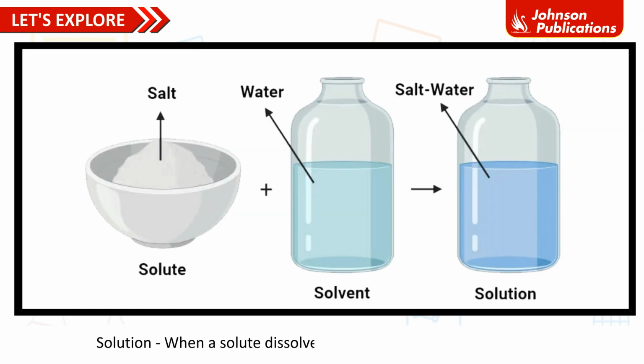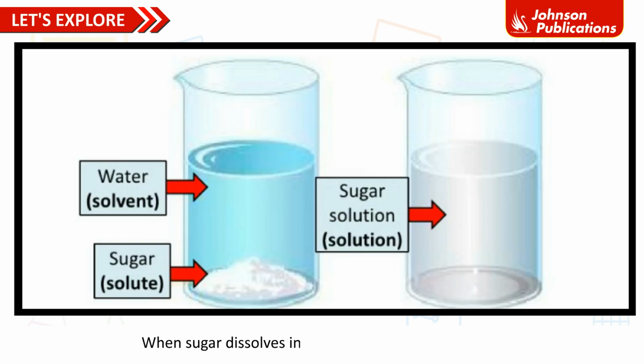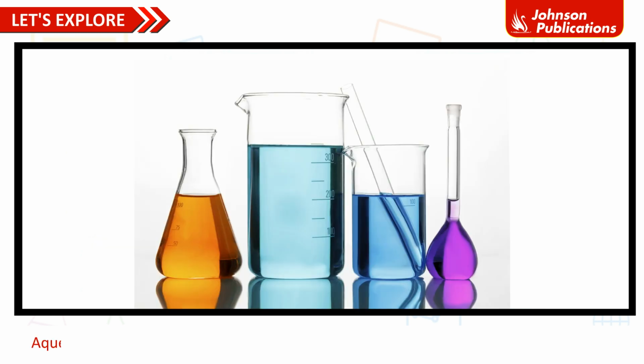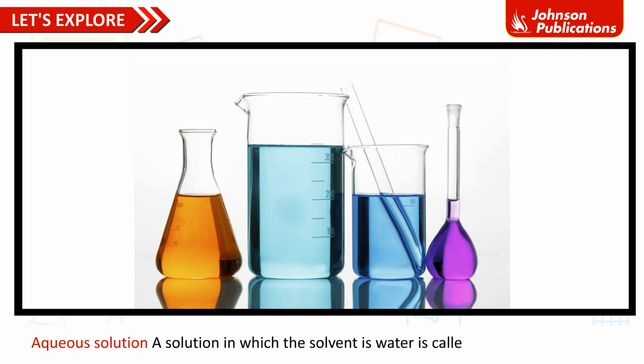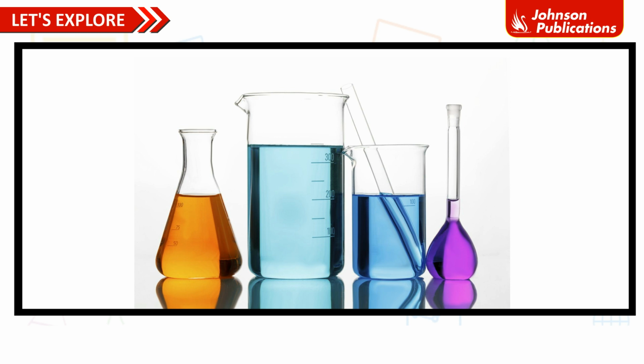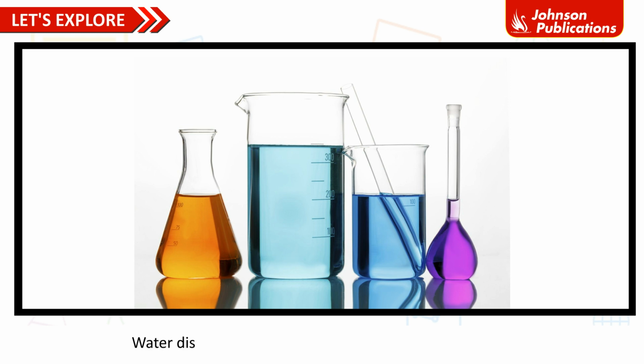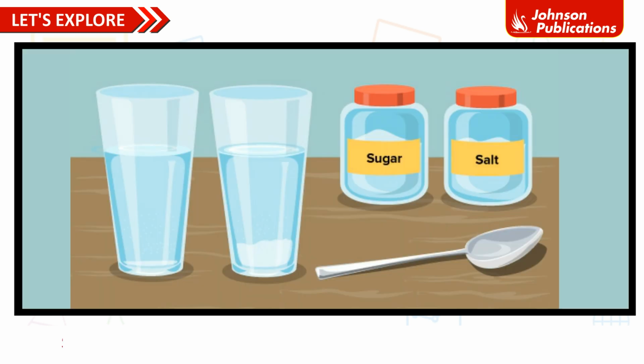Solution. When a solute dissolves in a solvent, a solution is formed. When sugar dissolves in water, it forms sugar solution. Sugar is the solute, water is the solvent, and the sugar-water is the solution. Aqueous solution. A solution in which the solvent is water is called an aqueous solution. Most substances dissolve in water, so water is called the universal solvent. Water dissolves a large number of solids, liquids, and gases.